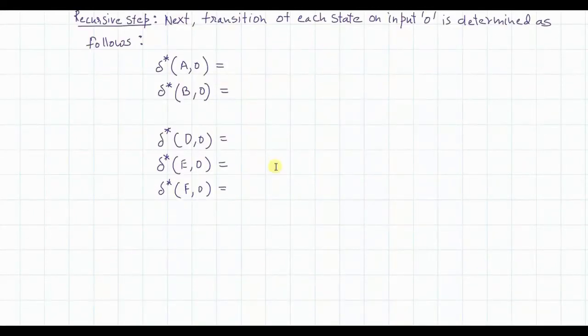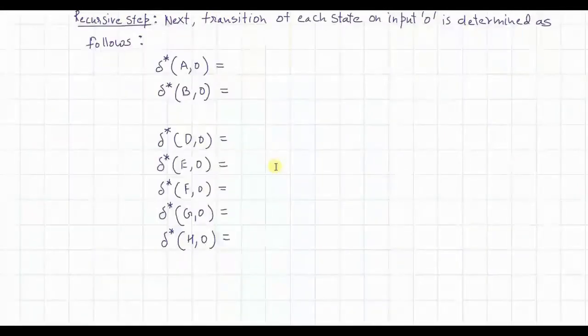We'll calculate del star of G on 0 and then del star of H on 0. So basically in the recursive step, we are going to find out the transition of each state on the first input 0. We exclude the transition where the final state C is considered, because we never consider it for the final state as per the procedure.